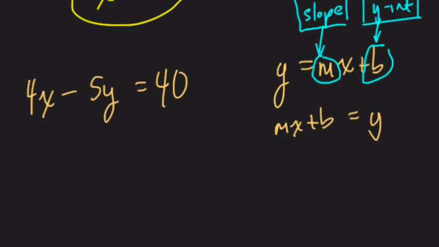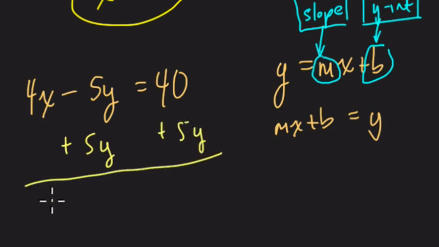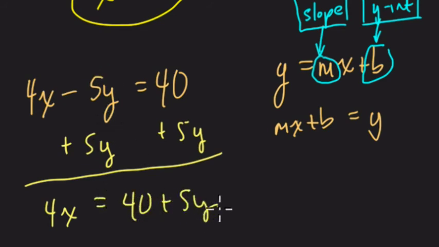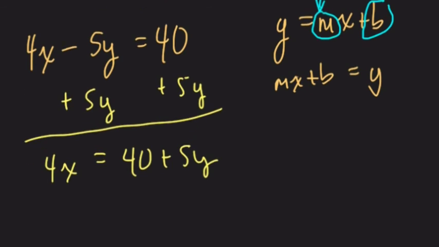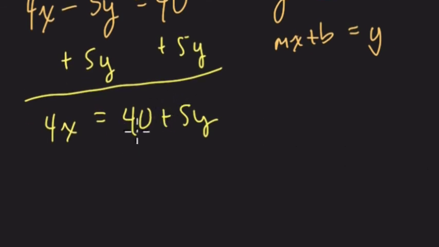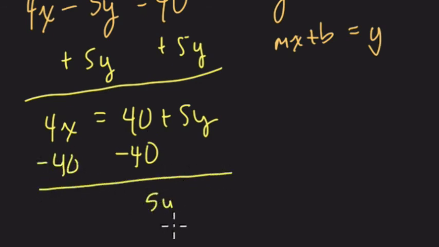To do that here, probably what I would do is just add 5y to both sides to get rid of that negative sign. What happens then? Well, we have 4x equals, this zeroes out, 40 plus 5y. Now, to get y equals mx plus b format, we want to isolate y. So get rid of the 40. Subtract 40 from both sides. And that just means that 5y equals 4x minus 40.